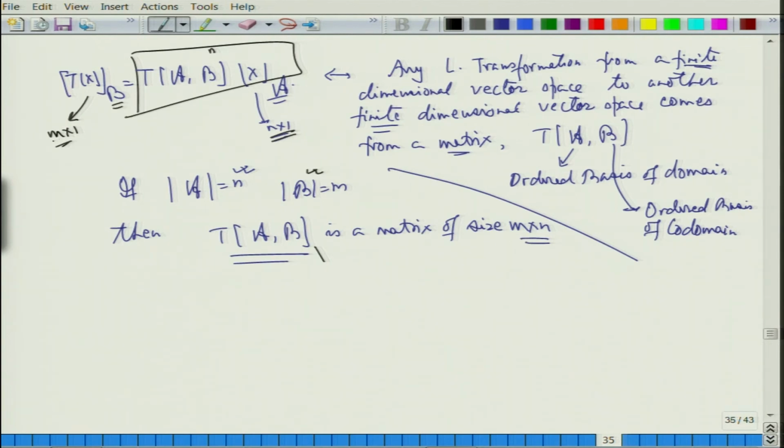So this is a matrix of size M cross 1. So this N comes from this N and this M will give to this. So it is an M cross N matrix. Is that okay? So therefore I got this as an M cross N matrix. Is that okay? What are the elements of T_AB?